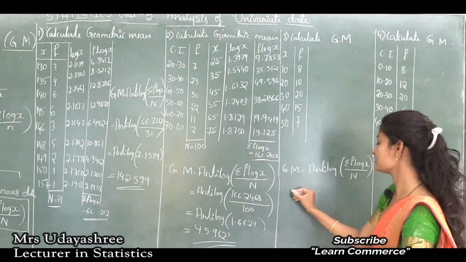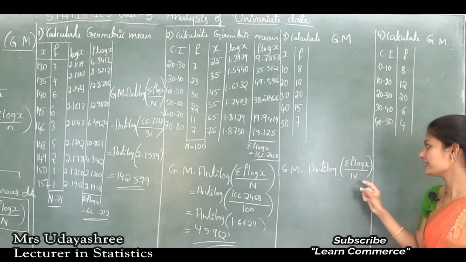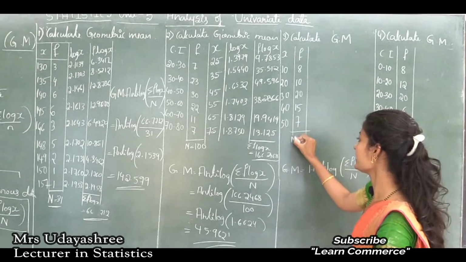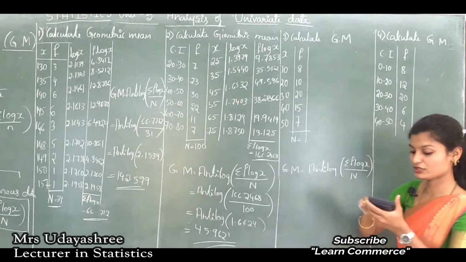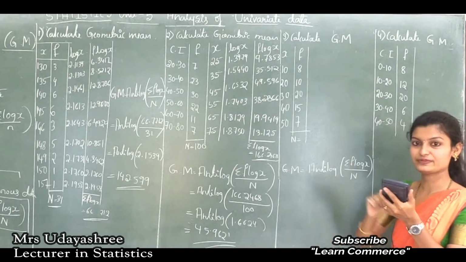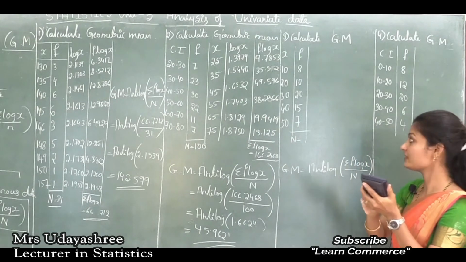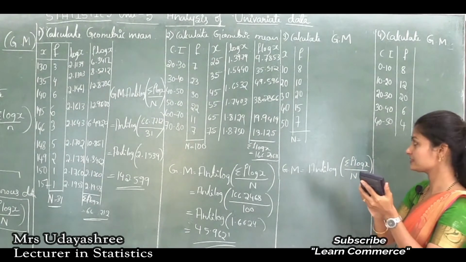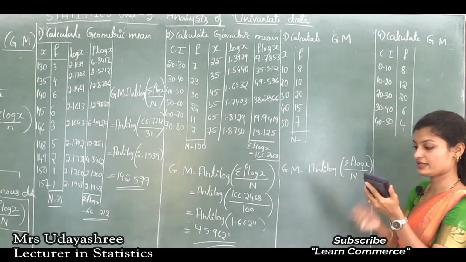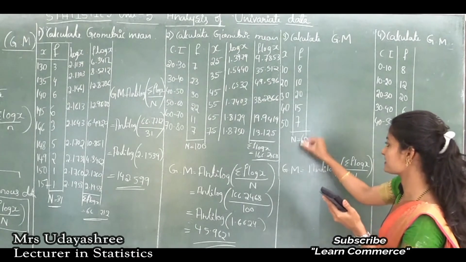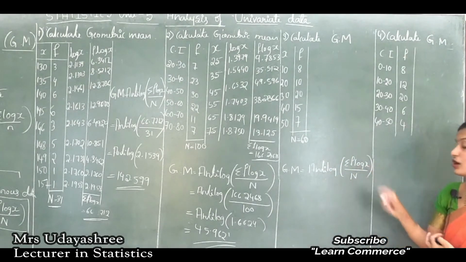So okay, first I will calculate capital letter N. Here capital letter N is total frequency. So total frequency is 8 plus 10 plus 20 plus 15 plus 7. So here capital letter N is 60. So next we need to find log x.